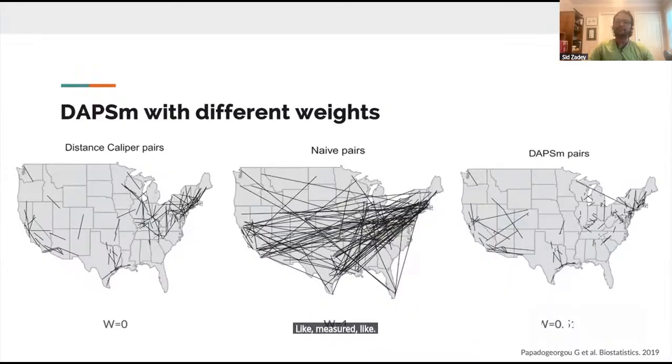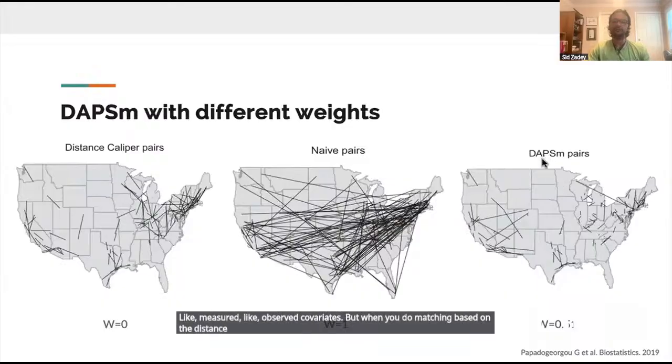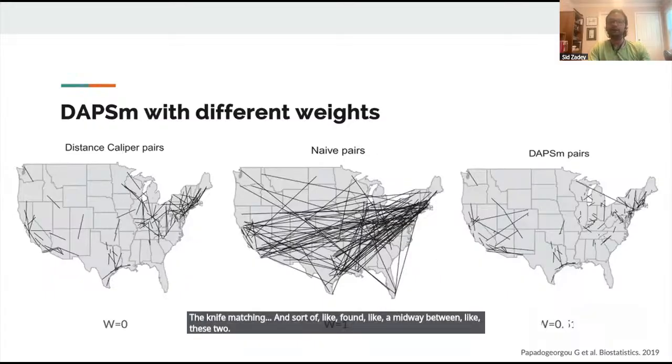observed covariates. But when you do matching based on the distance adjusted propensity scores and you use that optimal weight of 0.5, you see that it's almost like you have pruned the naive matching and found a midway between these two, right?